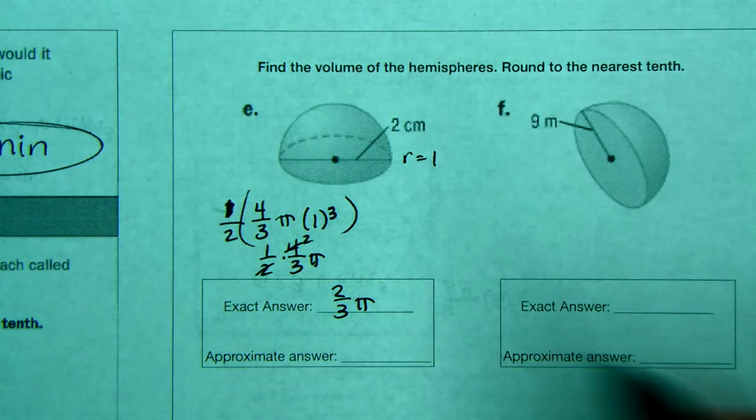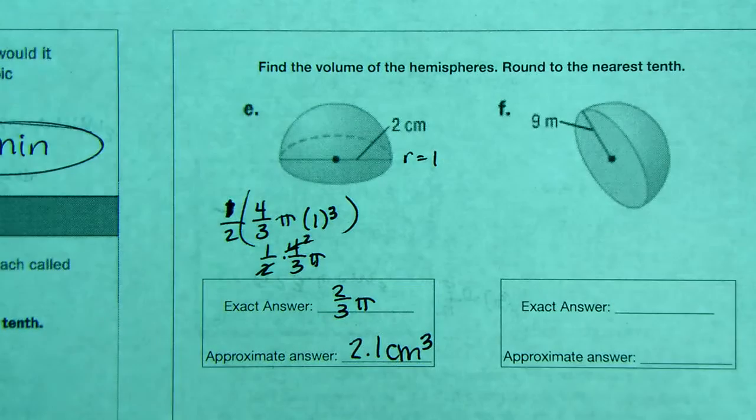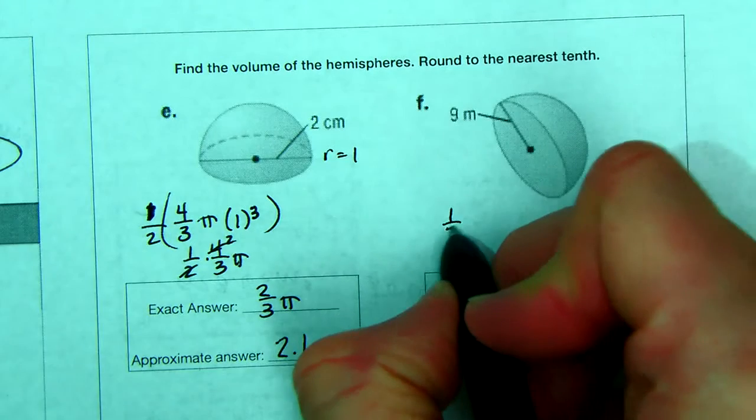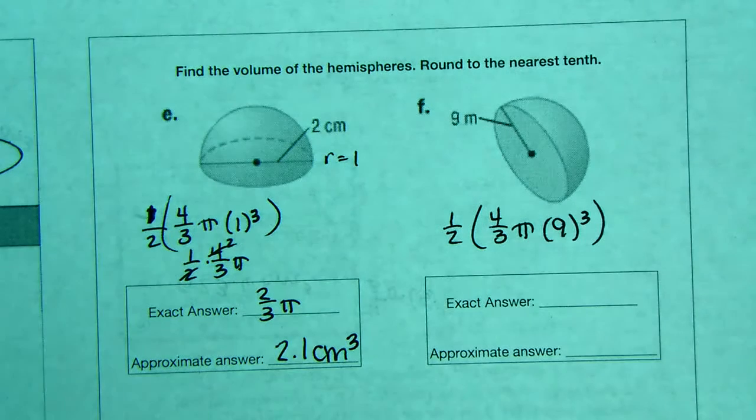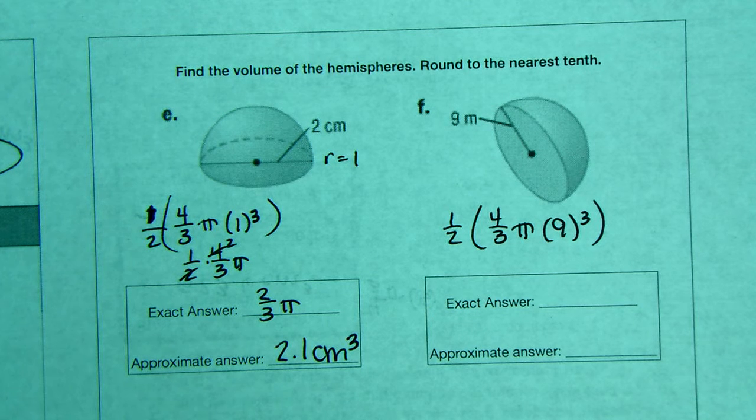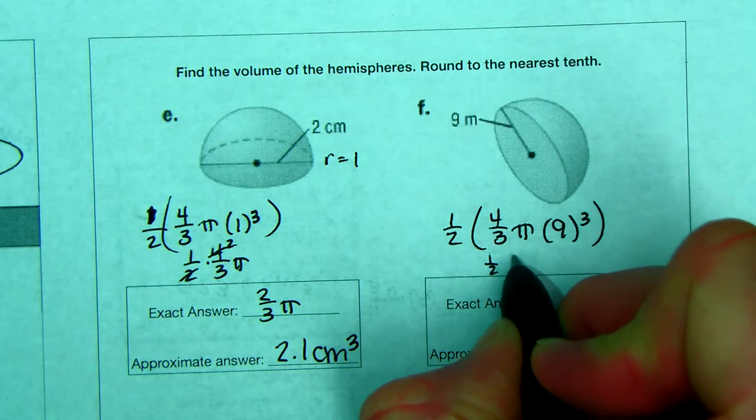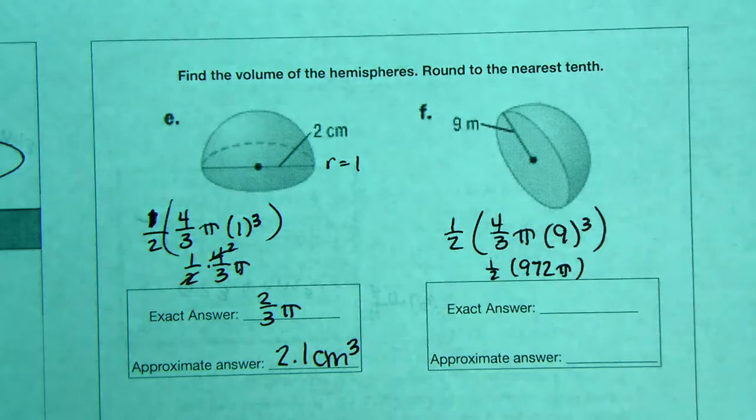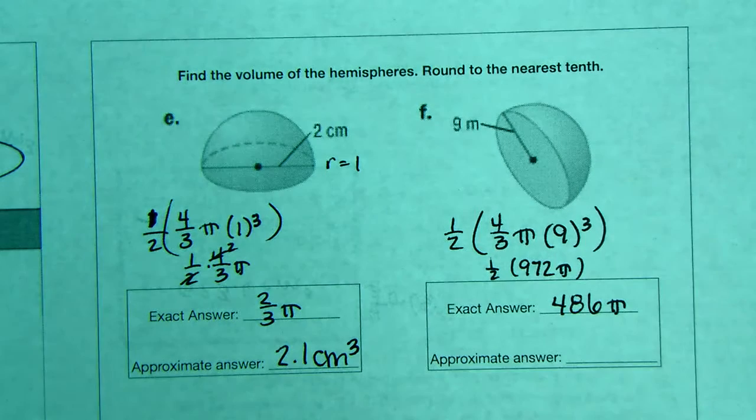All right, F, 9 meters, so 1/2 times 4/3 pi times 9 cubed. So I'm going to take 9, I'm going to cube it, take that times 4. And I know that's divisible by 3, you got to get a 9 in there. So I got 1/2 times 972 pi. So I got 486 pi, and then when I multiply that by pi, I get 1,526.8 meters cubed.